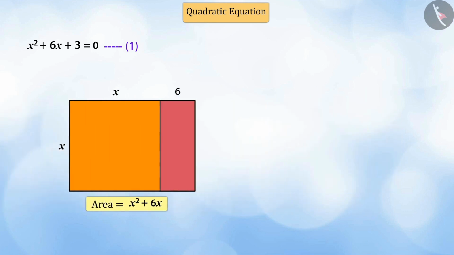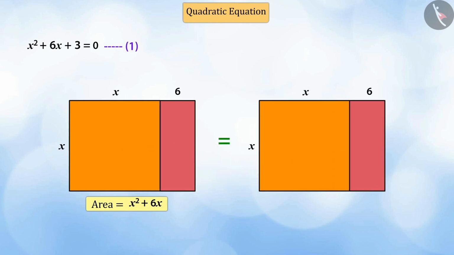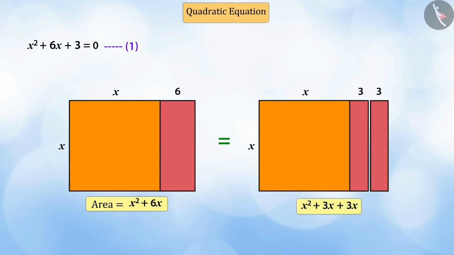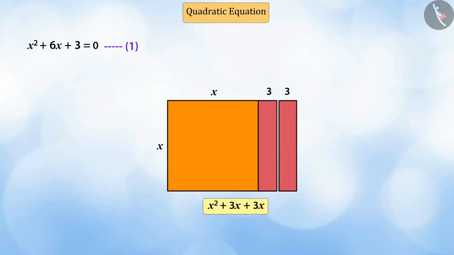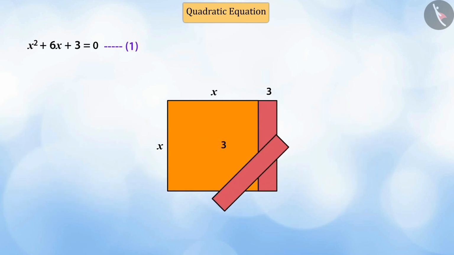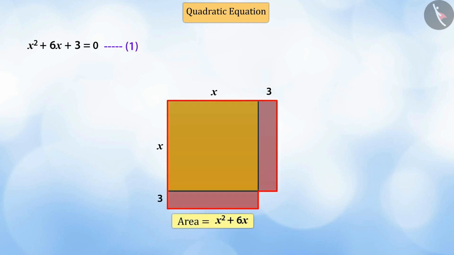Now, we can divide the small rectangle, which is part of the new rectangle, into two equal rectangles in this manner. Now, let's arrange the rectangular pieces in this way. On doing so, we get a new shape, whose total area is still equal to x square plus 6x. We can say that this shape is neither a square nor a rectangle.